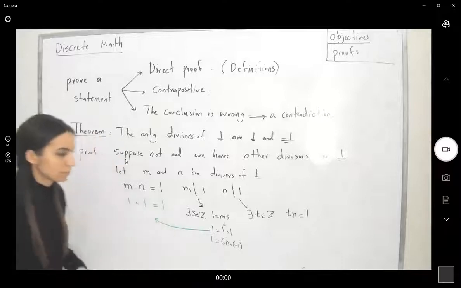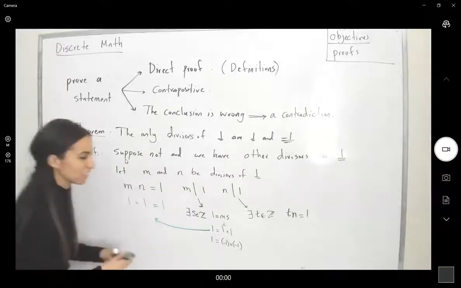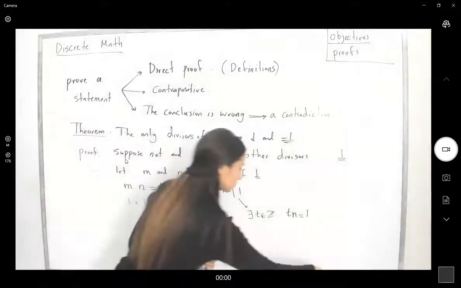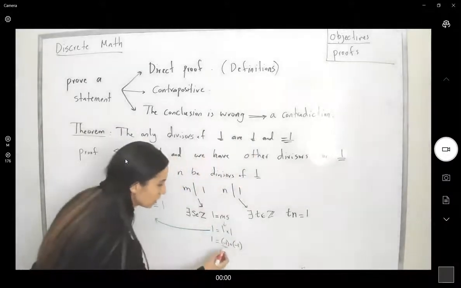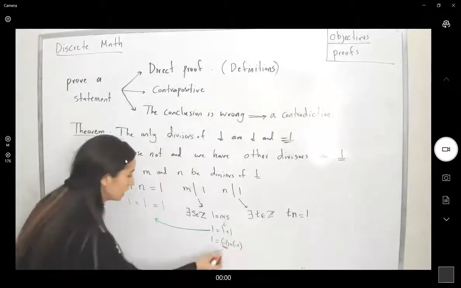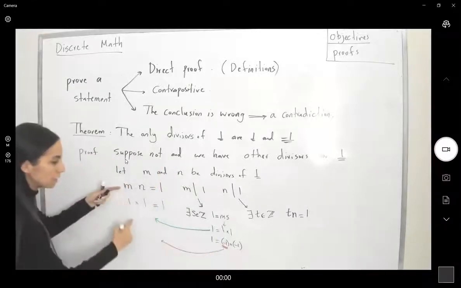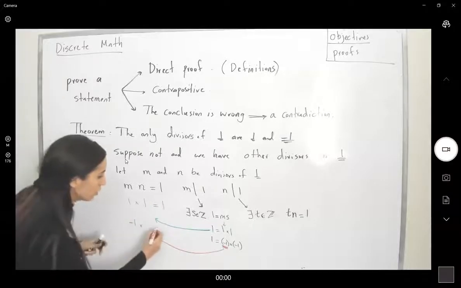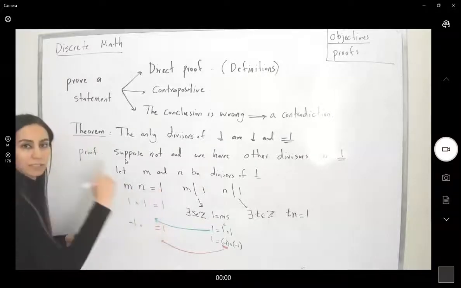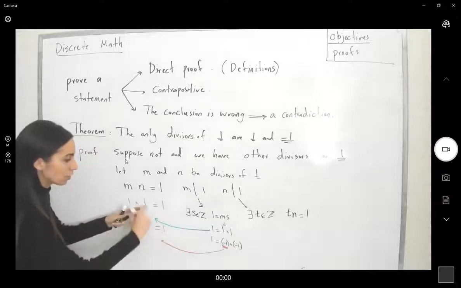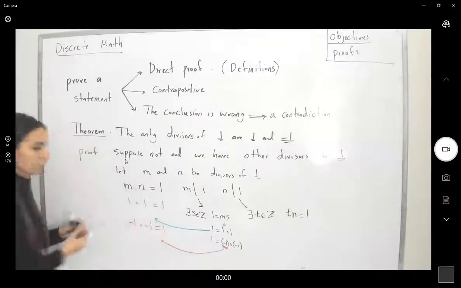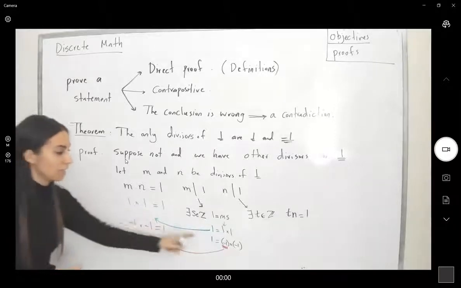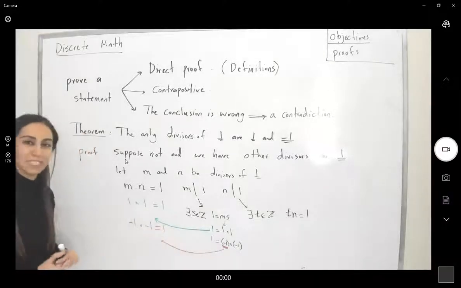What about this? What if m is equal to negative 1? If m is equal to negative 1, in this case, we get negative 1 times an integer n equals 1. The outcome is fixed. The outcome is 1. So in this case, your n is equal to negative 1. So m is 1, n is 1; m is negative 1, n is negative 1.